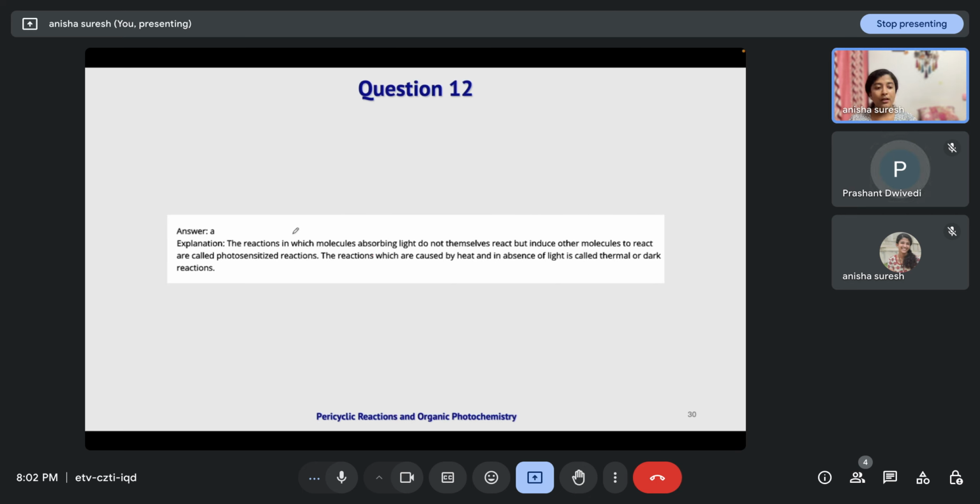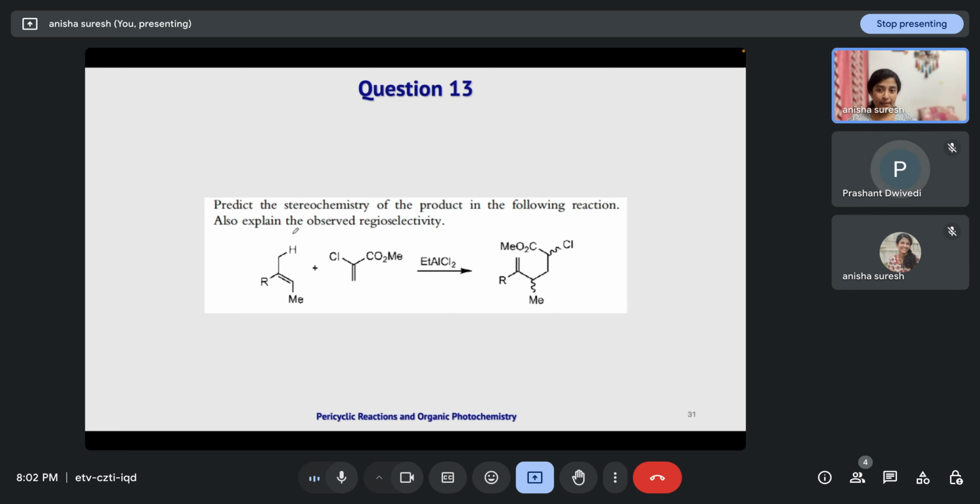Now coming to the next question. Predict the stereochemistry of the product in the following reaction. Also explain the observed regioselectivity. So this is a question based on the Ene reaction. Here this ethyl aluminium dichloride is the Lewis acid.